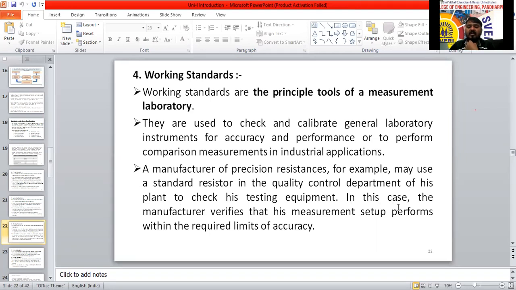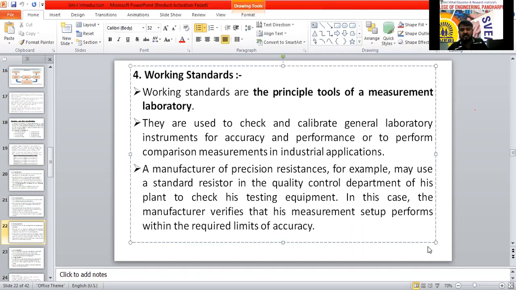In this case, the manufacturer verifies that his measurement setup performs within the required limits of accuracy. I will give one resistance value. You can check whether it is a correct 10 ohms or not. The manufacturer will check exactly whether the machine is correct or not. How are we going to consider that?